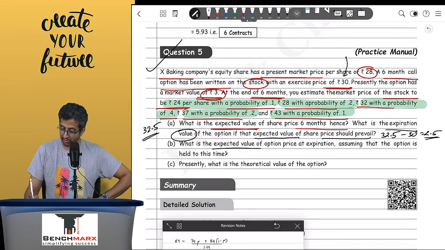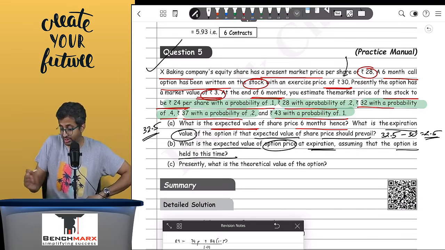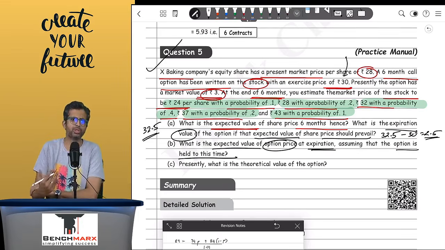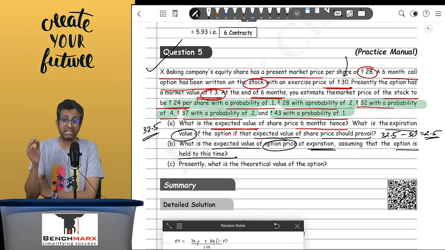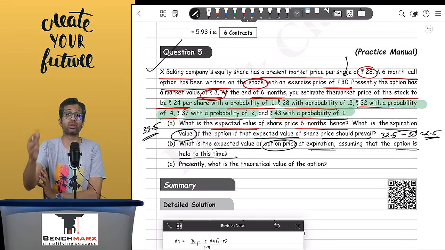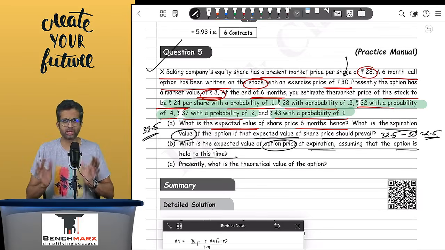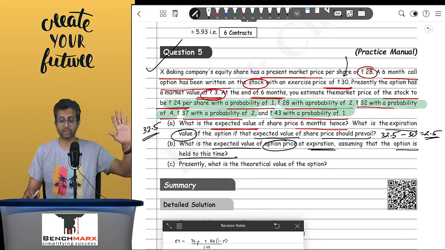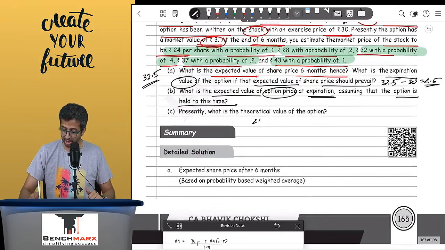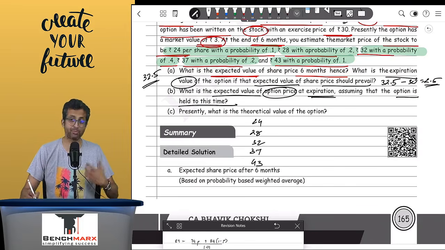What is the expected value of the option at expiration, assuming that the option is held till this time? Now, point A and B appear to be similar, but in point A, the question very clearly tells you that the value of the share price is actually 32.5. Option B does not tell you, which means there can be 5 possible share prices. It can be 24, it can be 28, it can be 32, it can be 37, and it can be 43. There are 5 possible share prices.